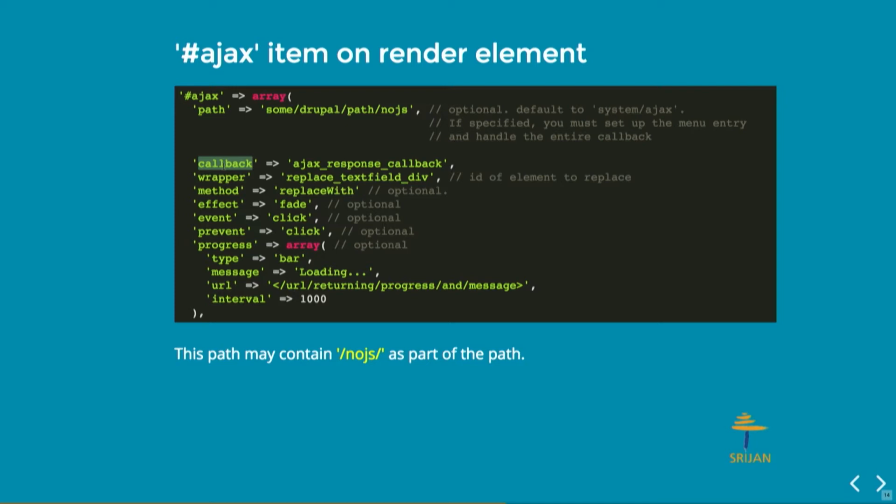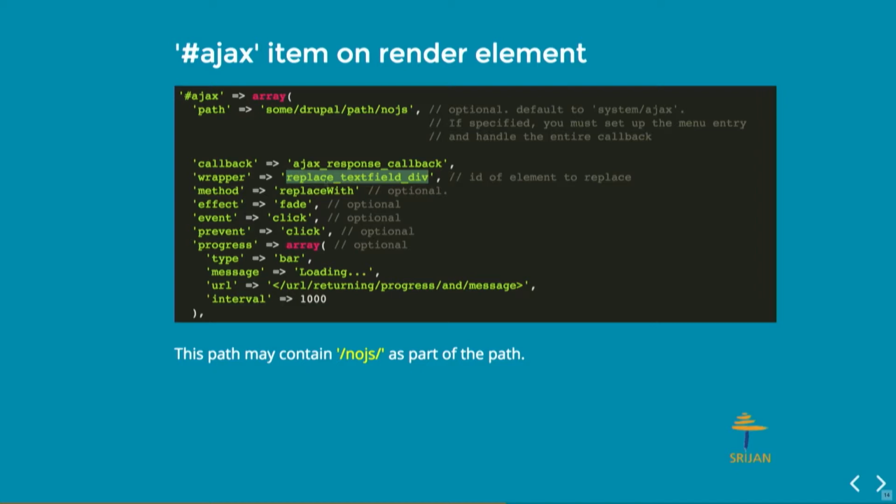The callback is the PHP function which is going to be invoked when Drupal makes a request. It's going to invoke that function, and in that function you will get the data sent by the request. Then you can do the processing, and then you return a response. If you return a response like HTML, then that response is going to replace the wrapper which is on the client side.